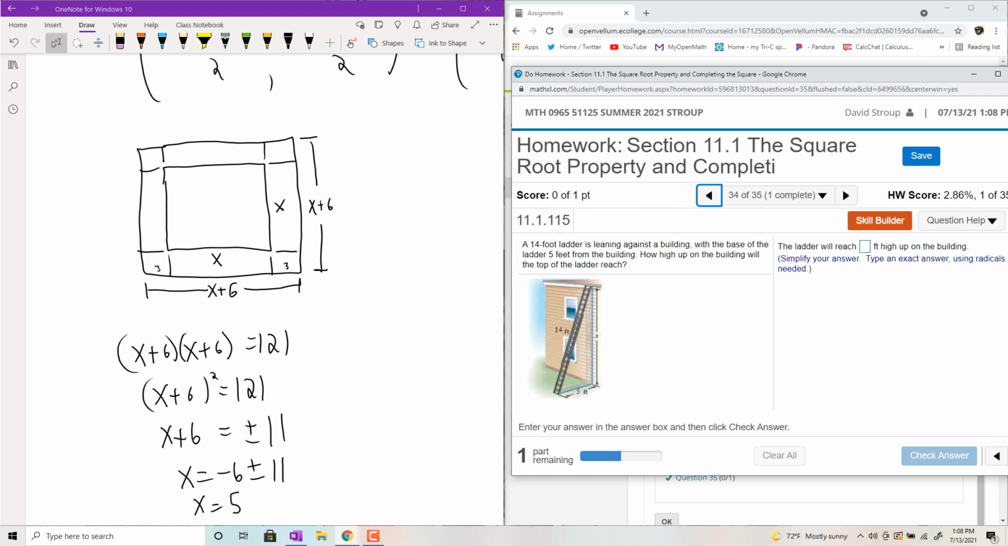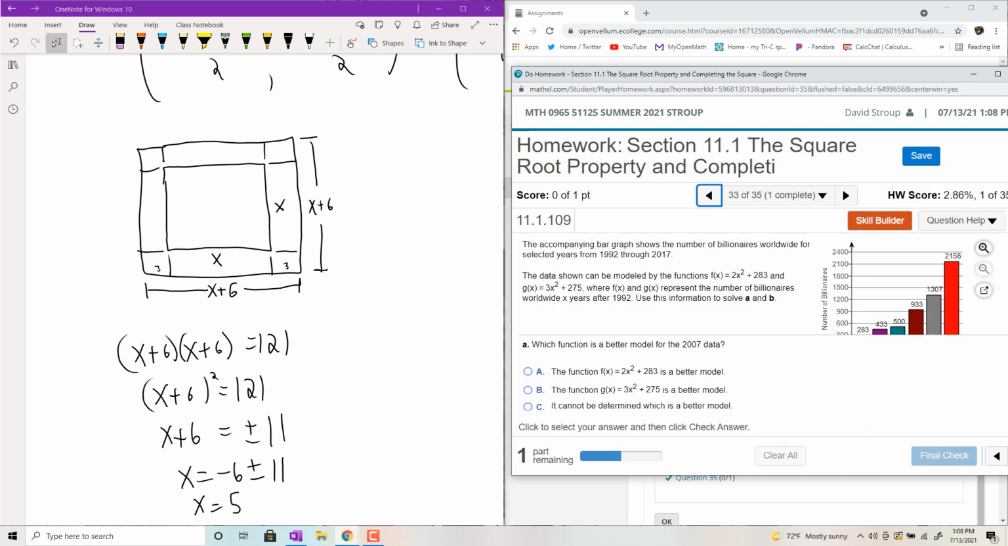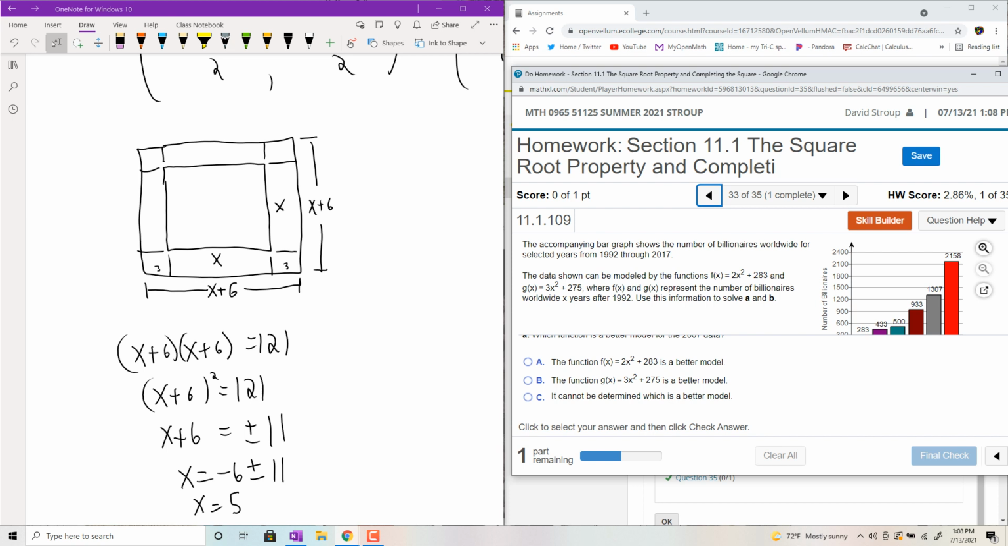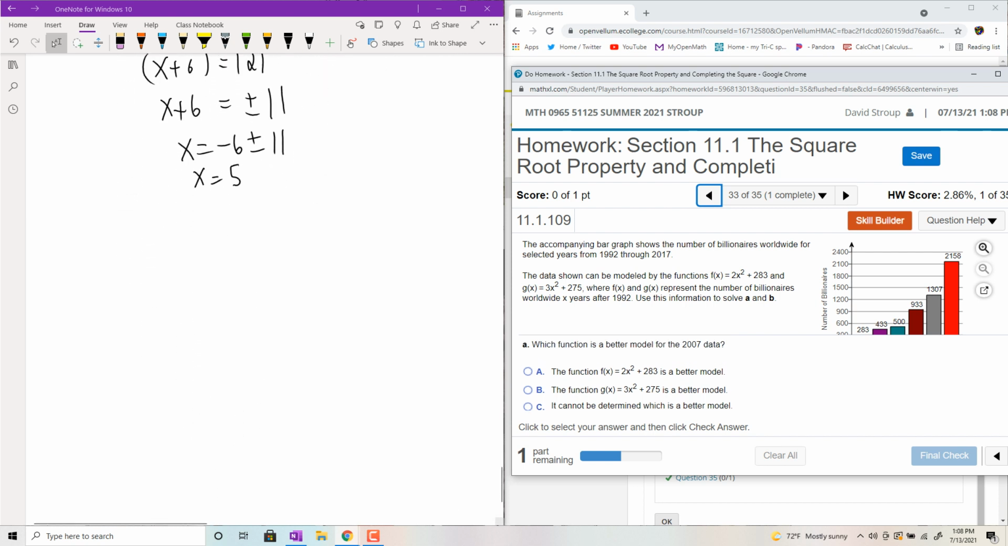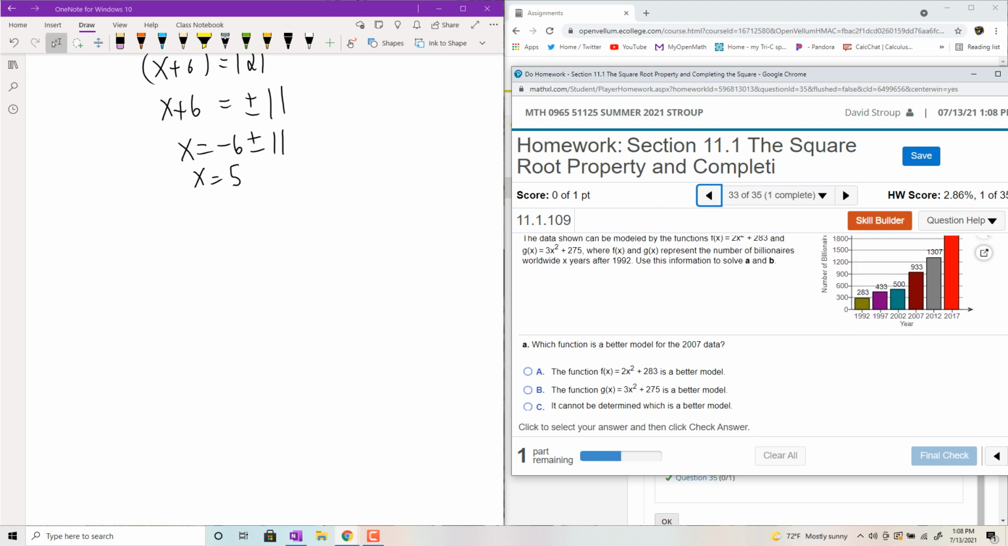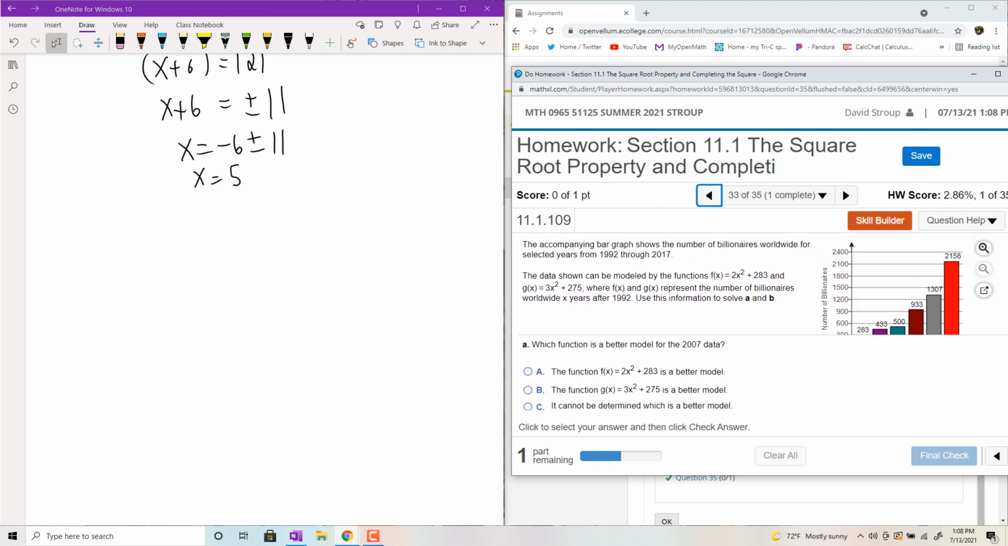Okay, so there's the ladder problem I did. This one, I guess I didn't do. The accompanying bar graph shows the number of billionaires worldwide from 1992 to 2017. The data can be modeled by these functions, where f of x and g of x are the number of billionaires worldwide x years after 1992. Which one is the better model for the 2007 data?